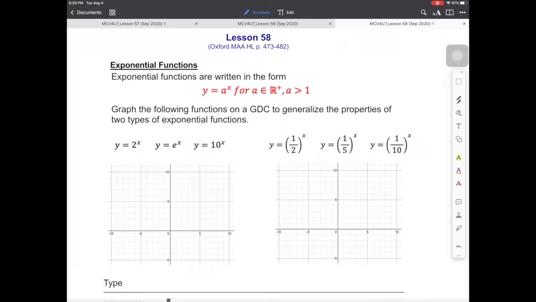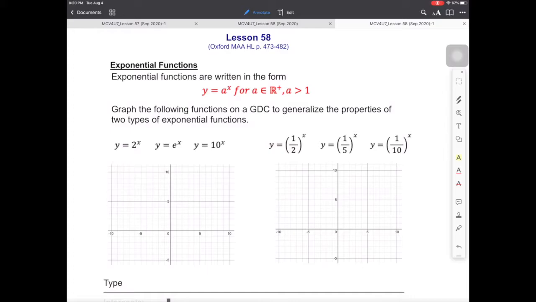Welcome to lesson 58. You're going to begin this lesson with an investigation, followed by this lecture where we'll look at the properties of exponential and log functions, including their transformations. So let's begin by looking at exponential functions. They're always written in the form y equals a to the power of x, where a can be any positive real number and a is greater than 1.